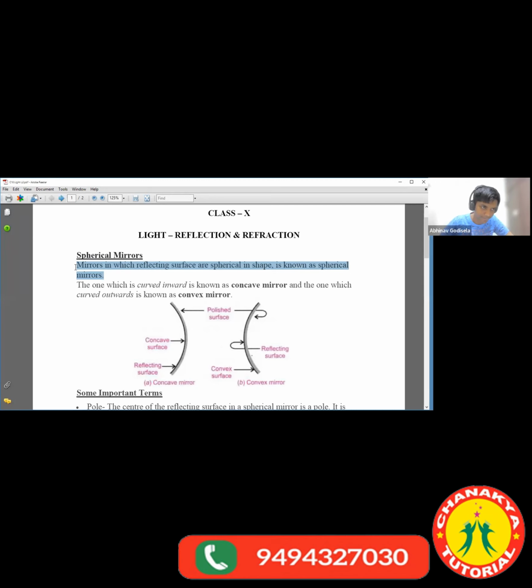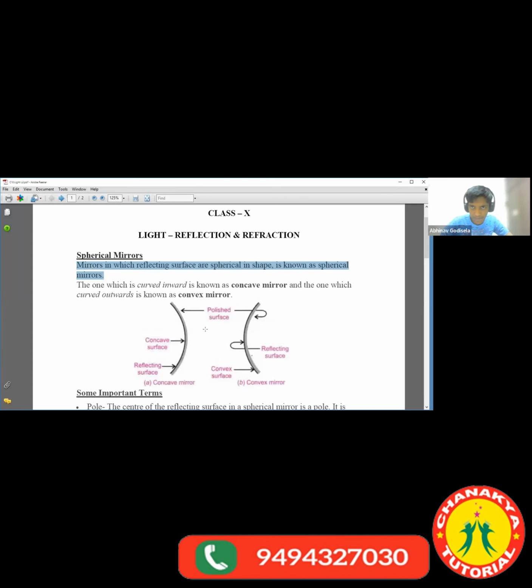Yes, ma'am. So any idea about those? What is the name of those which are bulged out? What is the name of those which are curved inwards? Ma'am, the one which is curved inwards is called a concave mirror. Okay, and the ones which are curved outwards are convex mirrors. Convex mirror. Okay, good.